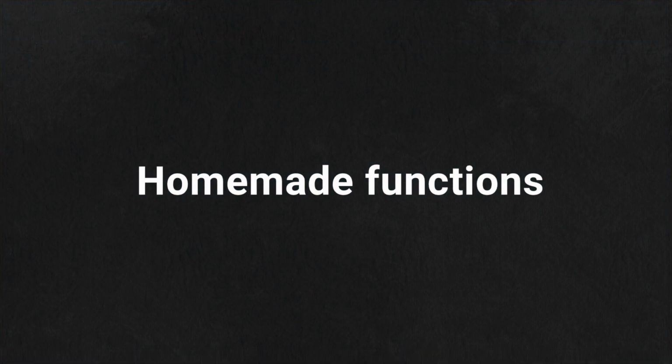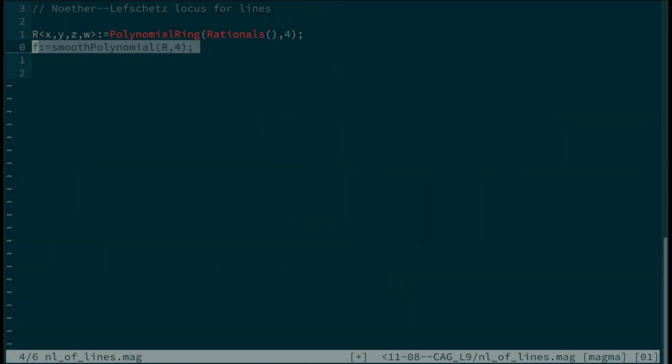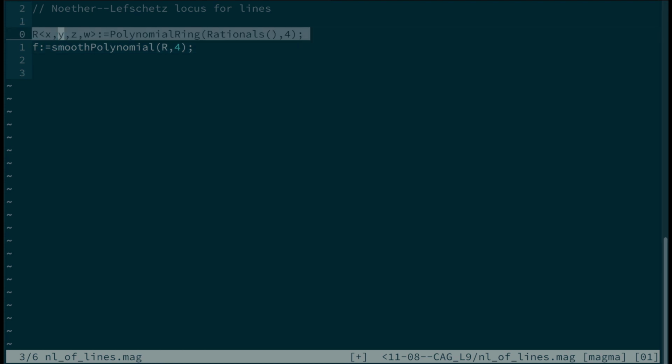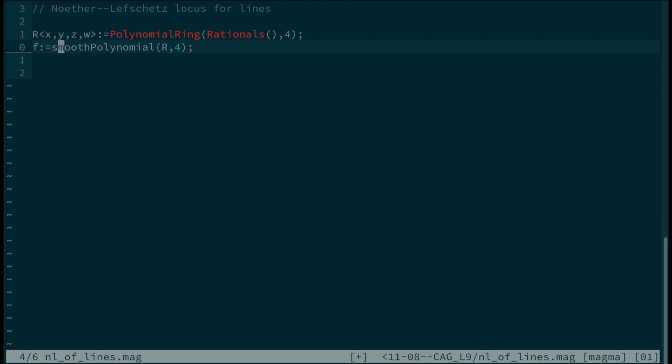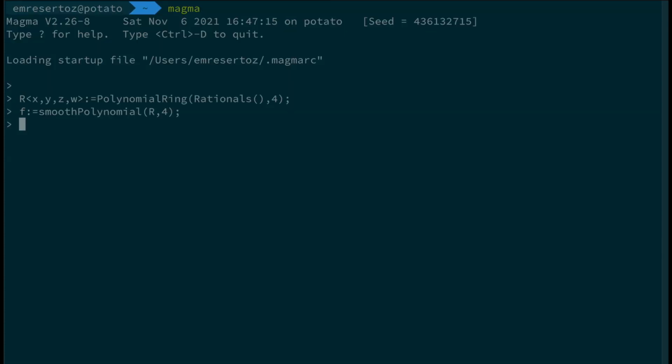First off, let's talk about this function smooth polynomial. This is a function which you do not have unless you did the exercise last week. So this just generates a polynomial which gives me a smooth surface inside of P3. It takes a polynomial ring and generates a polynomial of degree here. This is my home-cooked function. So that's what we got here.